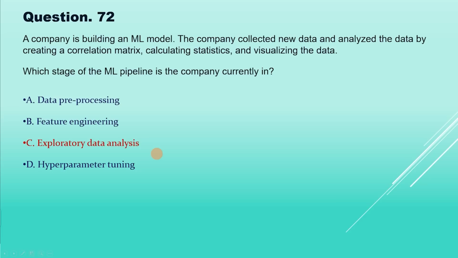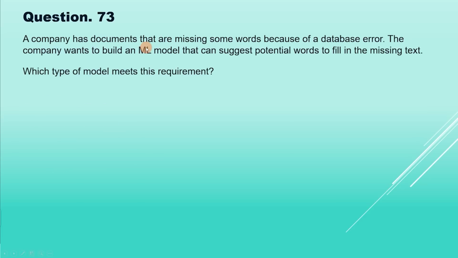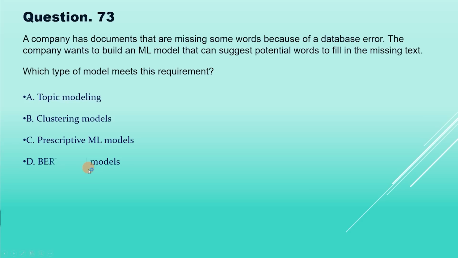Now question number 72. A company has documents that are missing some words because of a database error. The company wants to build an ML model that can suggest potential words to fill the missing text. Which type of model meets these requirements? Here are the options: option A, topic modeling. Option B, clustering models. Option C, prescriptive ML models. Option D, BERT based model.